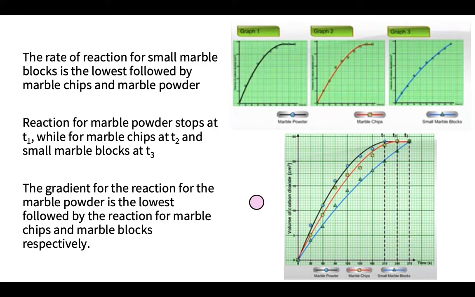For example, when we plot one point, say, we plot one point here, we will find the gradient. The gradient calculation will show you the value for the rate of reaction. The bigger the value of the gradient, the higher the rate of reaction.